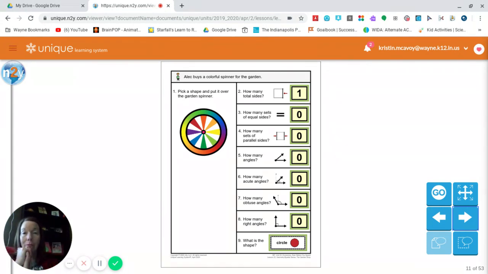Remember, it is round. And it helps us to understand the sphere. We will talk about 3D shapes next week.